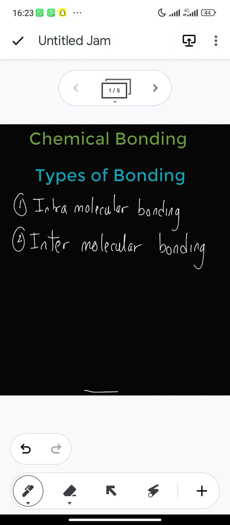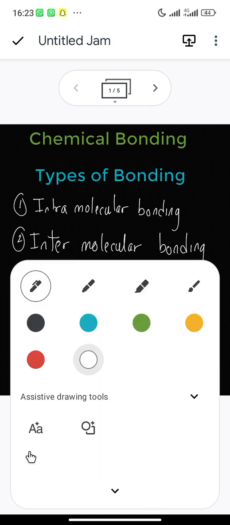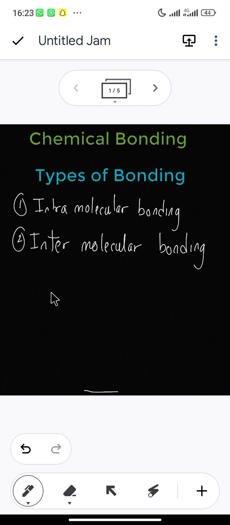So when we talk about the intramolecular bonding, we're talking about bonding that happens within a molecule. You understand? Within a molecule. Let's say we have a water molecule, H2O. The bonding that occurs between hydrogen and oxygen inside this is the intramolecular bonding. But if we have, let's say, two molecules of water, H2O, in two places, and they were bonded together, the kind of bonding that occurs is between two molecules.